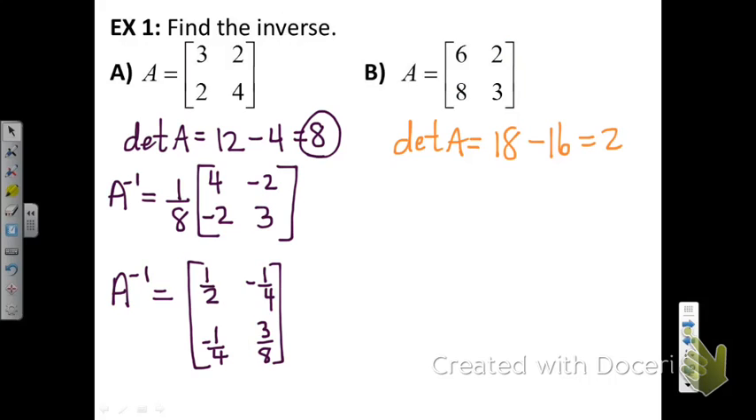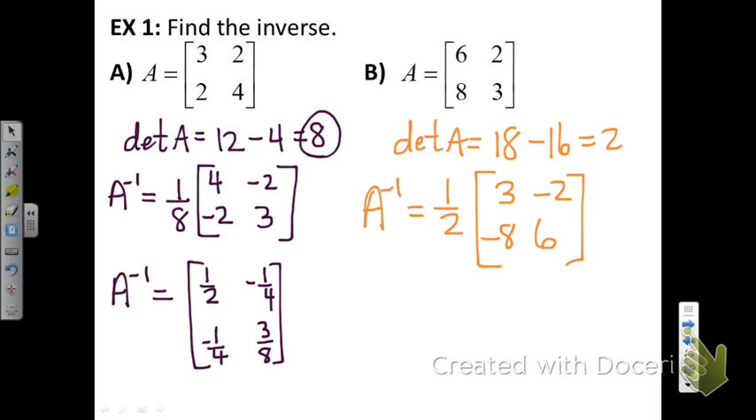Then we take the inverse of the matrix. To do this, we start by taking the inverse of the determinant, so 1/2. We take our matrix and switch the values in the primary diagonal, change the signs in the other diagonal, and then your last step would be to distribute that through. Three halves, or you could write that 1.5. 1/2 times -2 gives you -1, -4 in the bottom corner, and then half of 6 is 3.